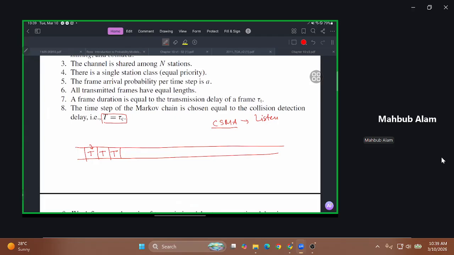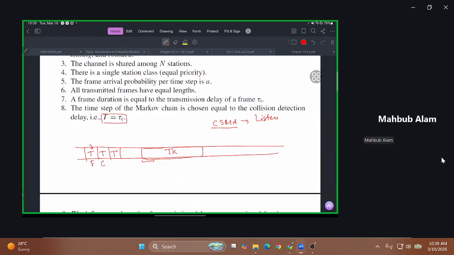However, if it is a free time period, for example this one, and a station starts the transmission and no other station transmits during this period t, then the station will successfully transmit the frame. So we consider this is a transmission. And this slot can be either a free slot or a collision slot.